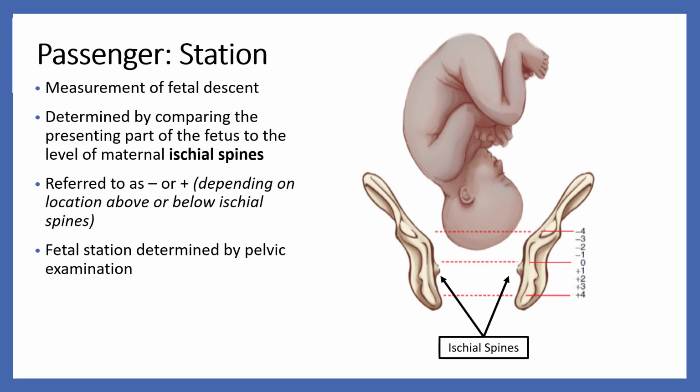So we do determine this by pelvic exam. We use those ischial spines as a guide to determine what station we are going to assess. And then once the fetus is engaged enough where it is a positive station, that is usually a determination that as long as she's fully dilated and effaced, we can start pushing.